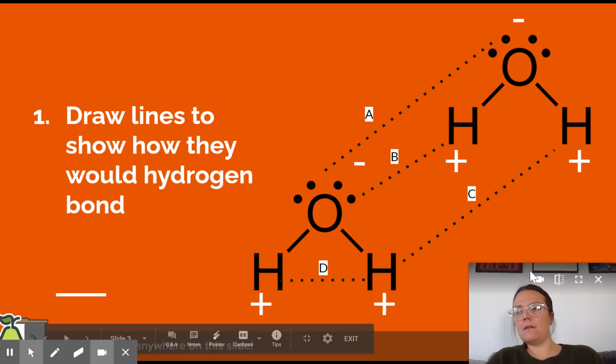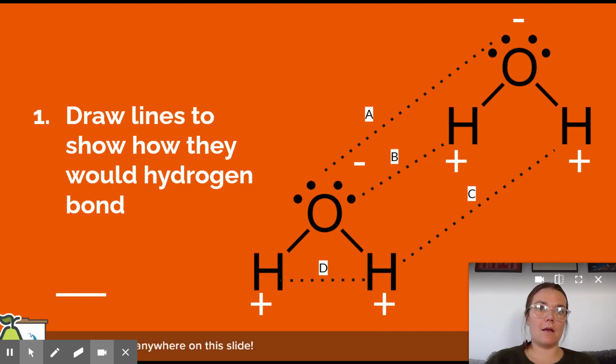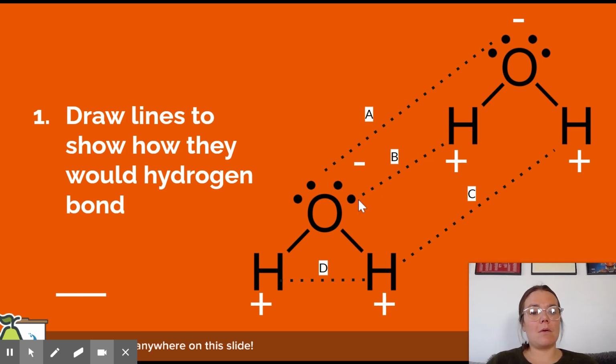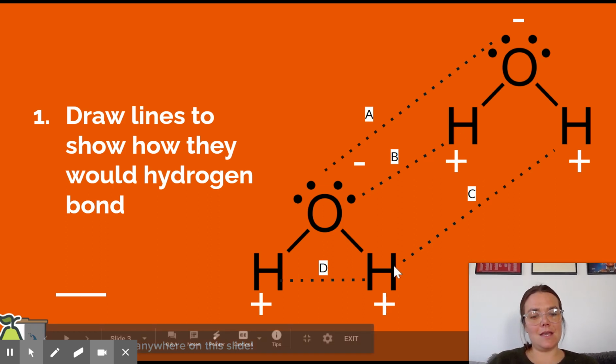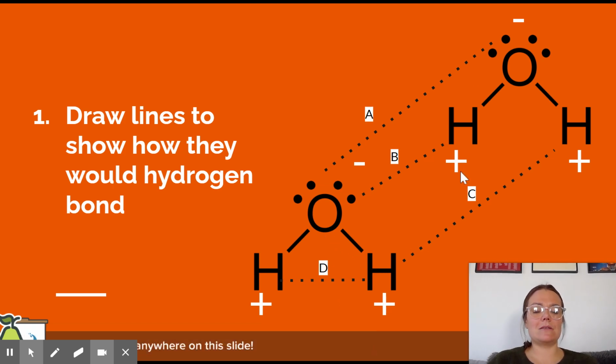Now, another important property and characteristic of water is the fact that it can hydrogen bond, meaning that water molecules will stick together. So take a look at the four different dotted lines. A, which is between the two oxygens. B, which is between the oxygen of one water molecule and the hydrogen of another. C, which is between hydrogens of two different water molecules, or D, which is between the two hydrogens in a single water molecule. Which one best describes what a hydrogen bond will look like?